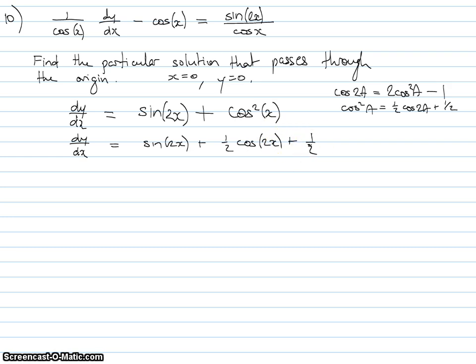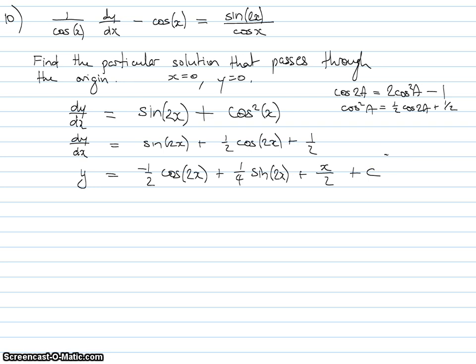Now, if I look at this, this is what I can solve using direct integration. I find that y is equal to negative a half cosine 2x plus a quarter sine of 2x plus x upon 2 plus my constant of integration, c.